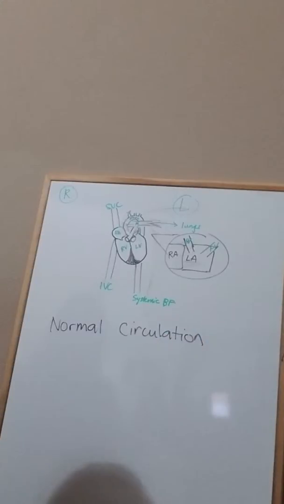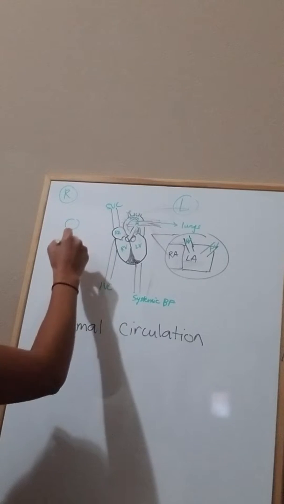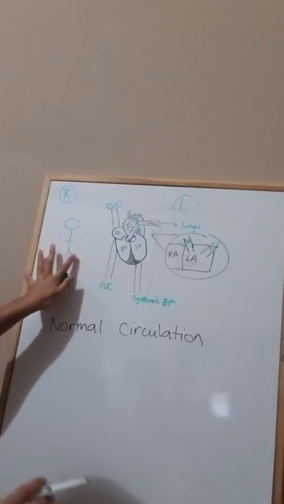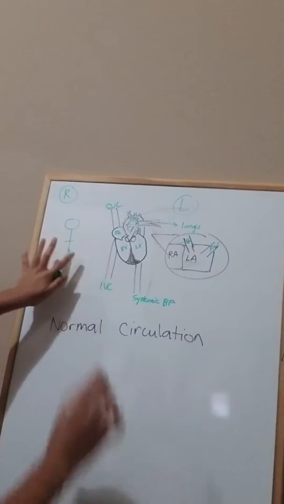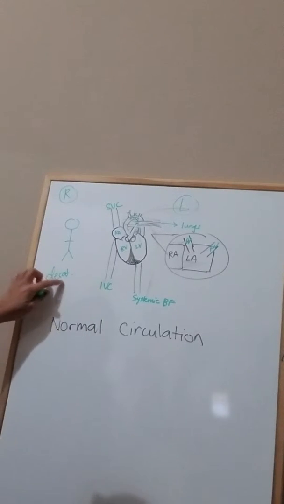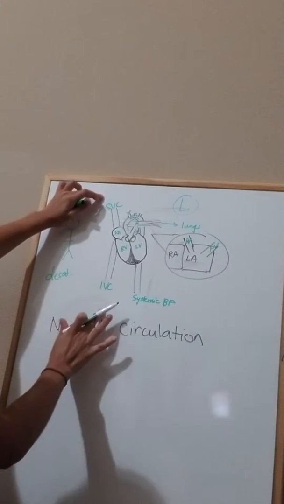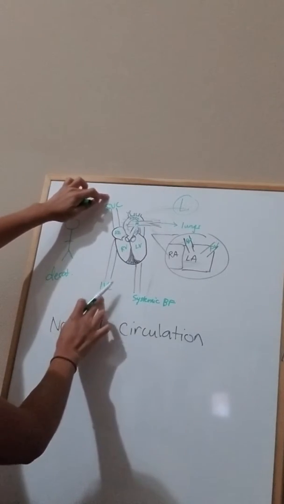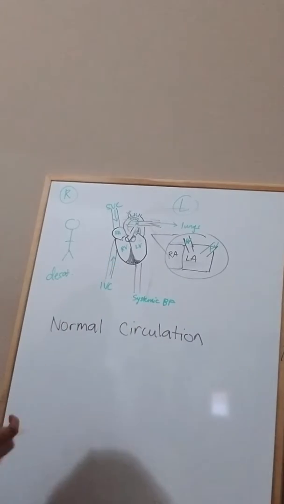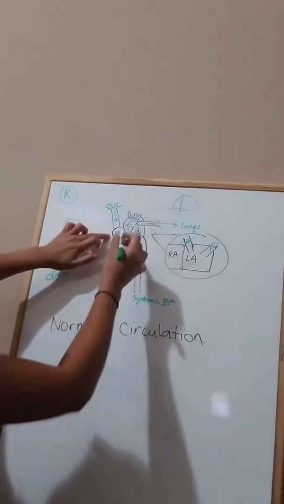I don't have many colored markers, so I'm just going to use my green one. From the body, this is our person, stickman, the blood is used up by all the capillaries, all the organs. So it's desaturated blood. Desaturated blood approaches the heart from the superior vena cava and the inferior vena cava, and those two empty out to the right atrium.